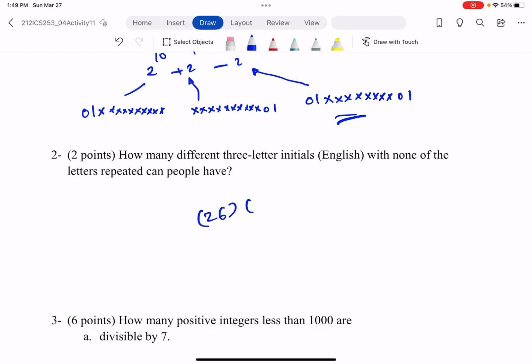26 multiplied by 25 multiplied by 24. Okay, what if the three letters can be repeated? 26 times 26 times 26. It will be 26 cubed, right?